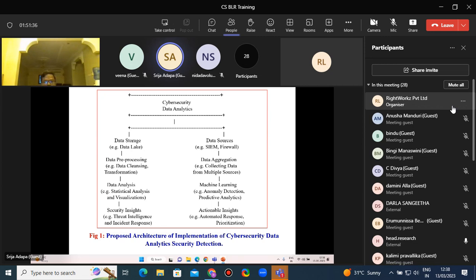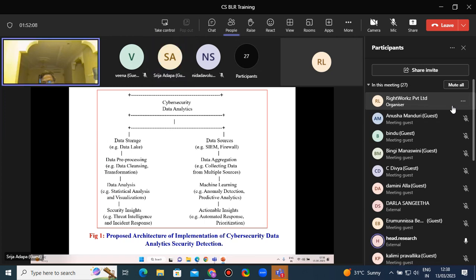Next one is data analysis. Data analysis in cybersecurity refers to the process of examining and interpreting data to identify potential security threats and vulnerabilities. Here we have used statistical analysis and visualizations. And machine learning is the use of machine learning algorithms and models to identify and respond to potential security threats and vulnerabilities. Here the examples are anomaly detection and predictive analysis.